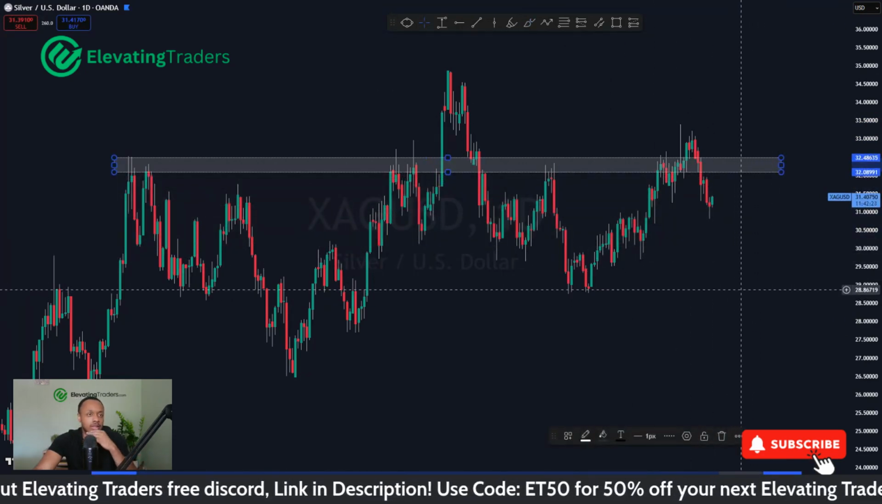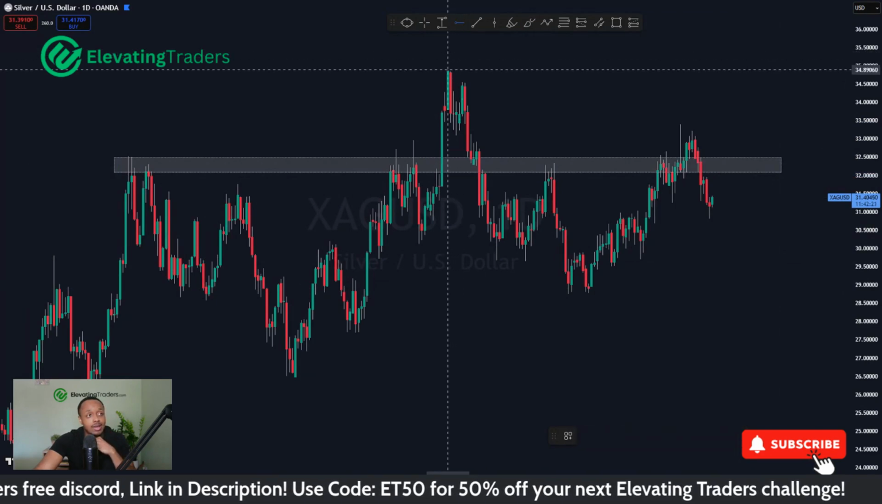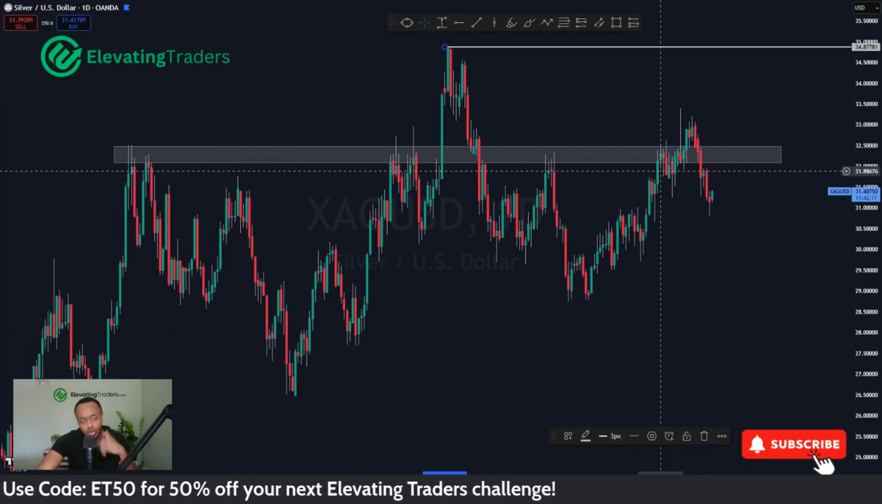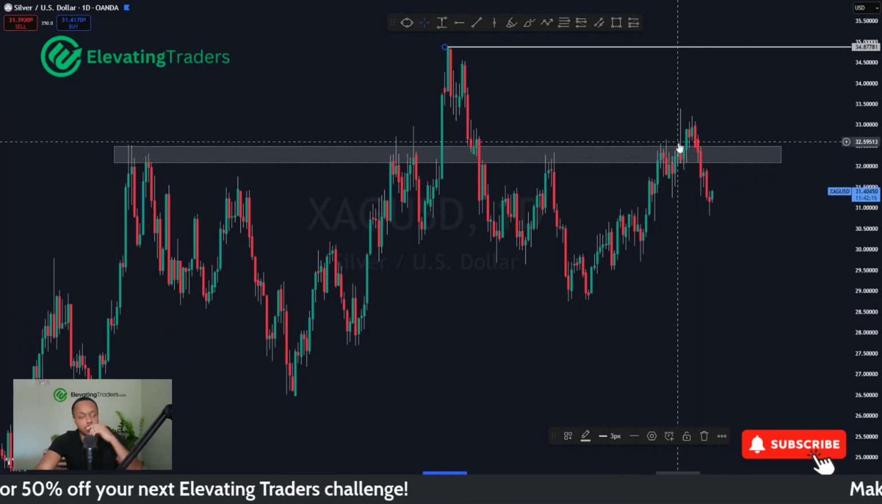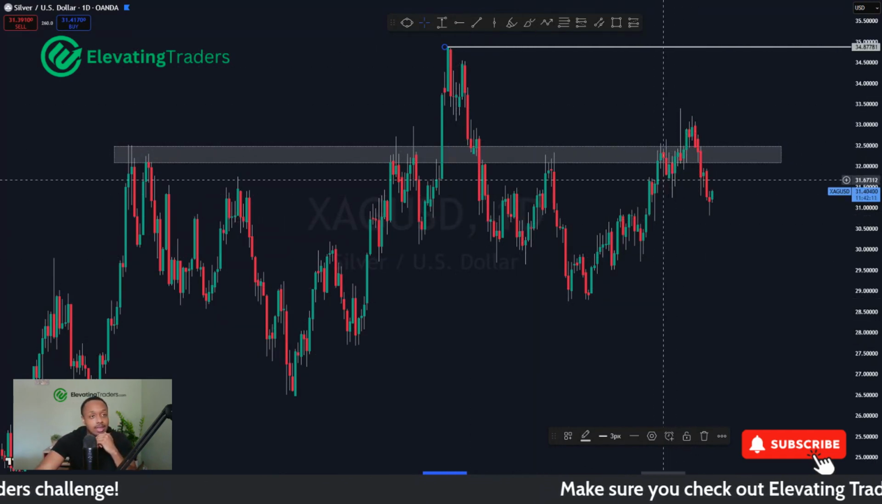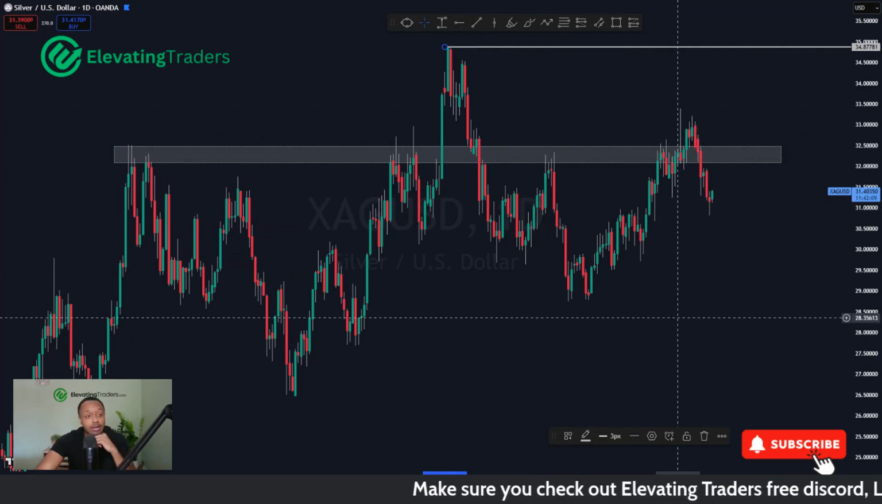So for us to push back to the swing high here, which was the plan for myself last week for silver, if we got the confident break of this level, we'd be looking at pullbacks all the way up to the high. Of course, we can see we didn't get that. Price tried to break to the upside, but now it's underneath.